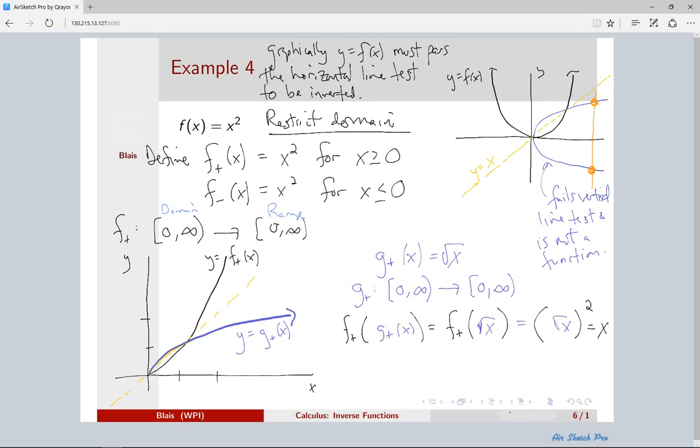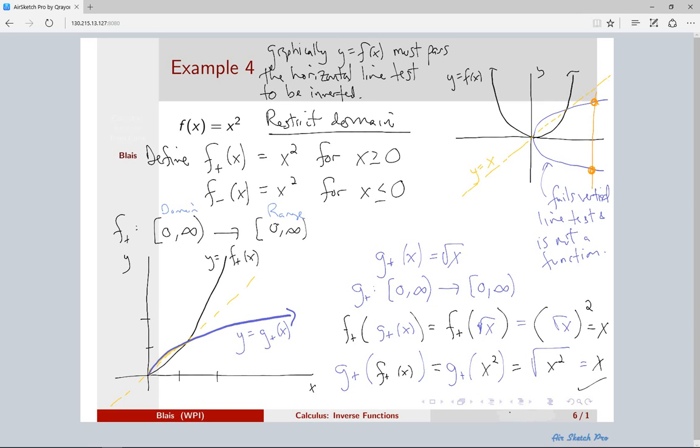Going the other way, we do g plus of f plus of x. Again, f plus of x was x squared. So this is going to be g plus of x squared, or g plus is the square root function. So the square root of x squared, or x. And this tells us that the functions are inverses of one another.